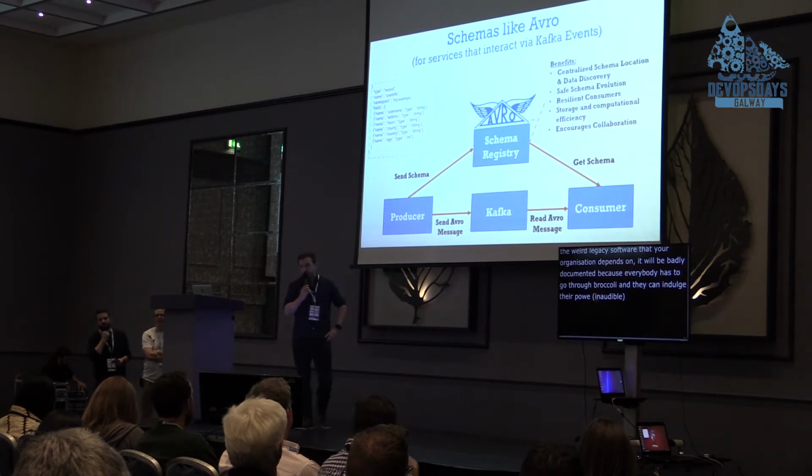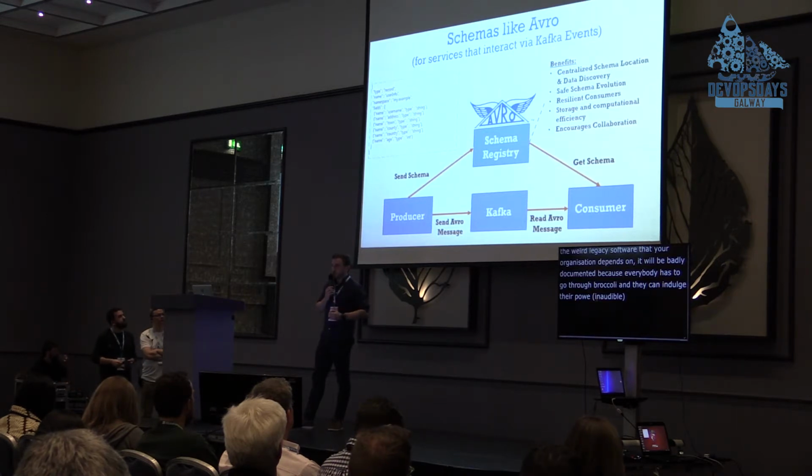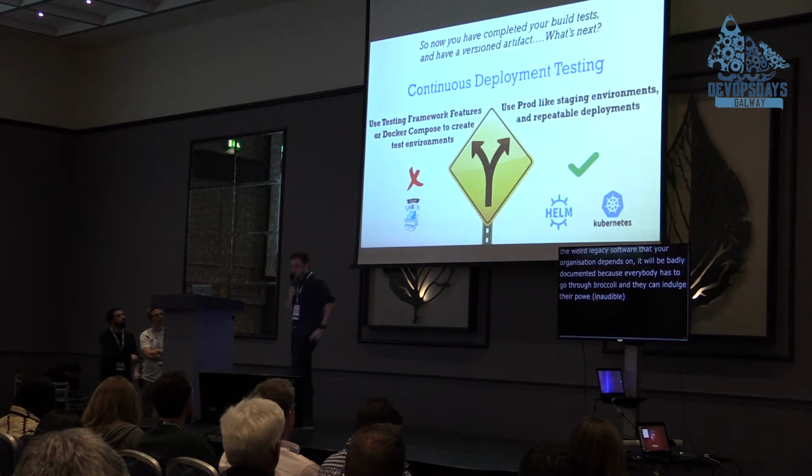Schemas like Avro Schema Registry provide a version history of your schemas, and they prevent providers from publishing schemas that will break any of their consumers. So again, another great technique to keep services functional.